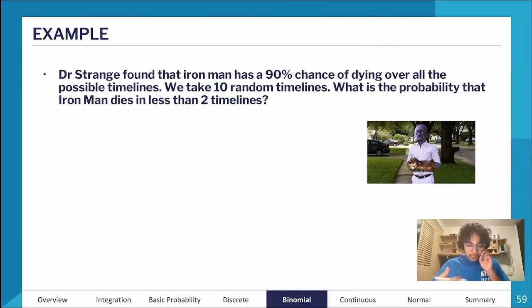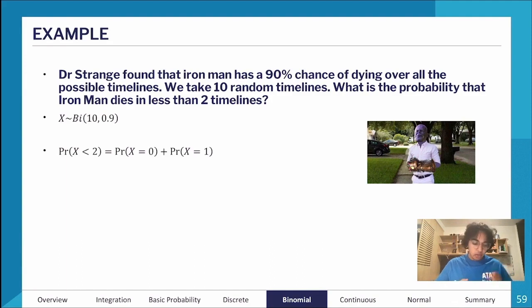Okay, so we take 10 random timelines. What is the probability that Iron Man dies in less than 2 timelines? So again, I want to write out what my variable is, right? And now I've got the probability of X less than 2, right? This is also the same as the probability of X less than or equal to 1, because it's a discrete distribution. Remember, binomial is discrete, so keep that in mind. So the probability of X less than 1.